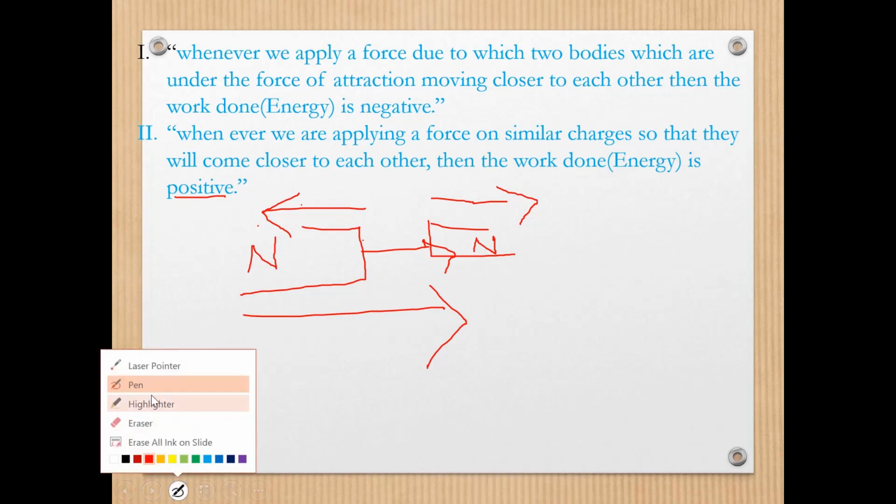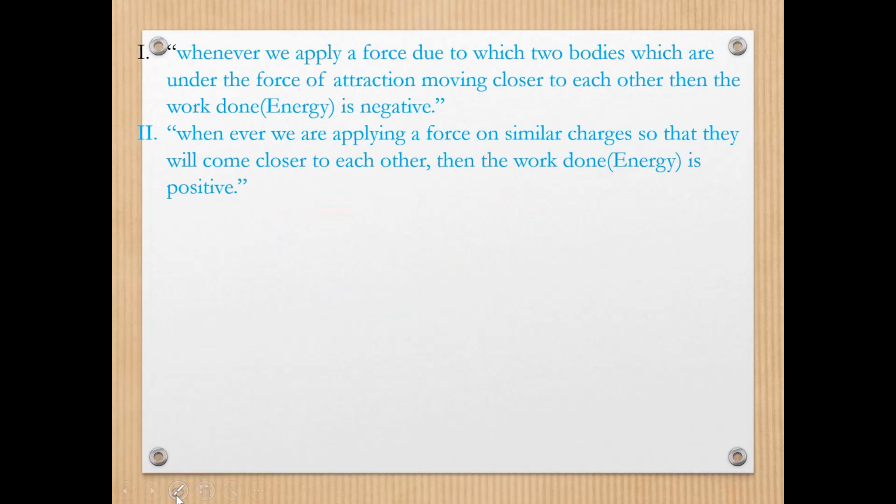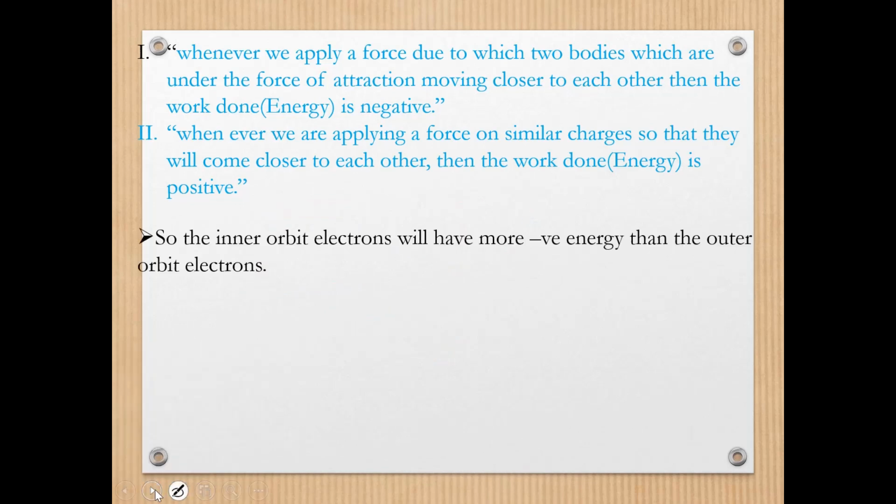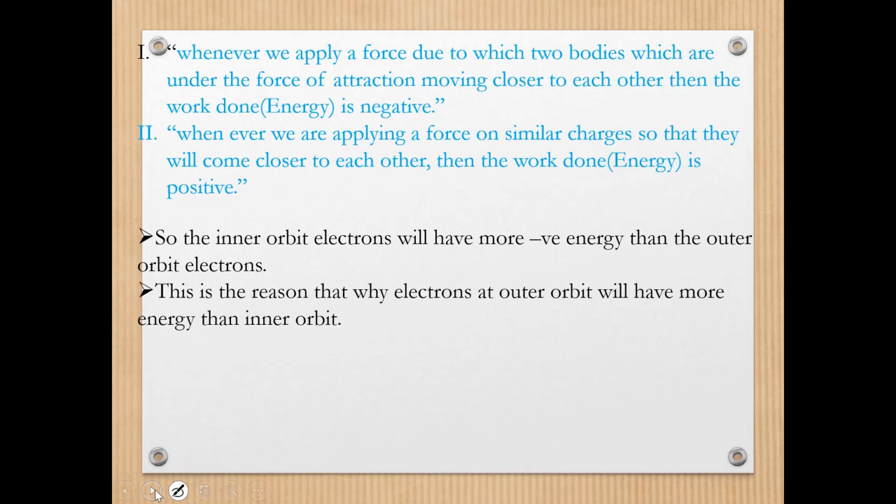So you can say that the inner orbit electrons will have attractive forces of the nucleus over the electrons, so they will have negative energy, and this negative energy is more than that of the outer orbit electrons.